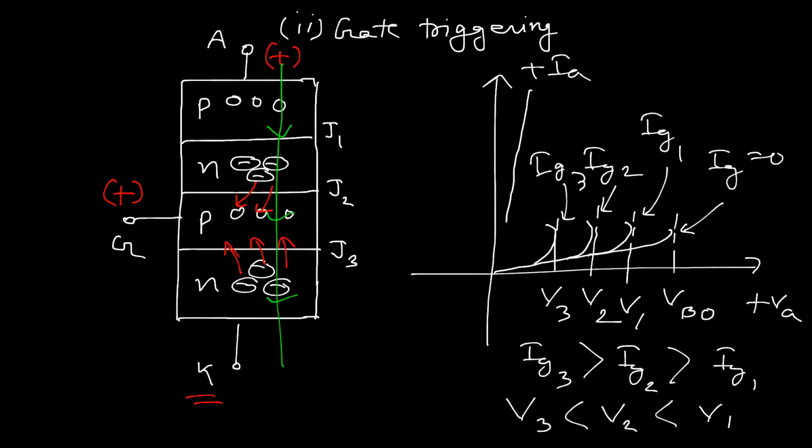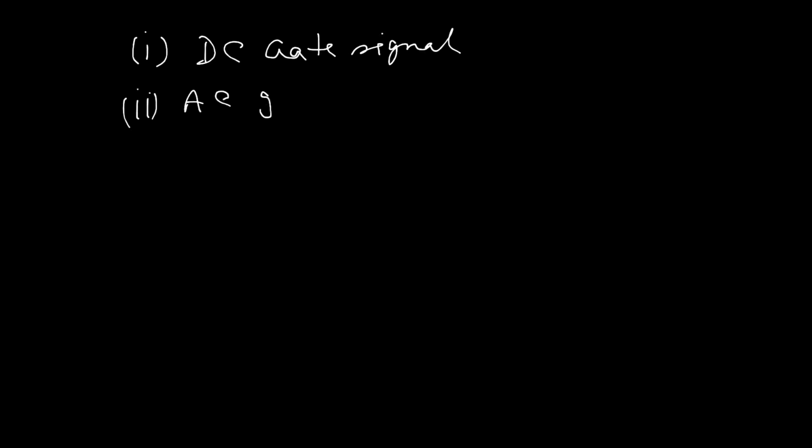Additionally, one more important part is the types of gate signals. So let me erase those. There are three types of gate signals available. Number one, DC gate signal. Number two, AC gate signal. Number three, pulse type gate signal.